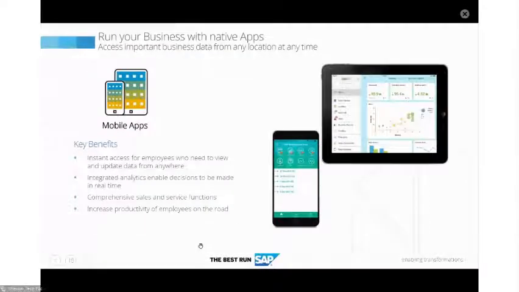And finally, we have the mobile applications, which can be used on tablets or iOS devices. Again, these are part of the license. There is no additional cost, and all the infrastructure that is required to deploy these applications is also available by default in the package of SAP Business One itself.